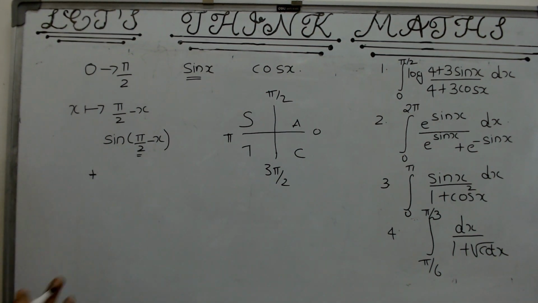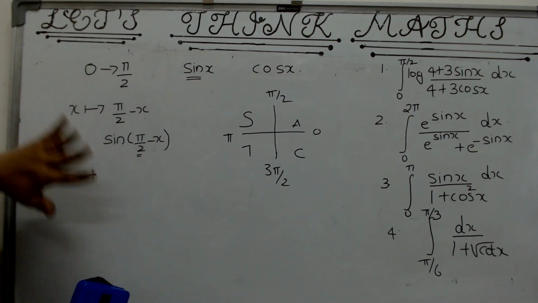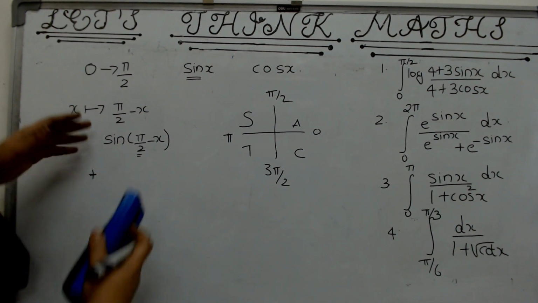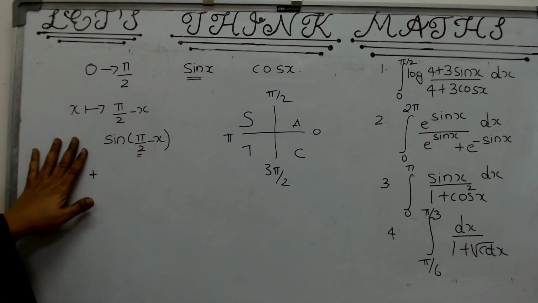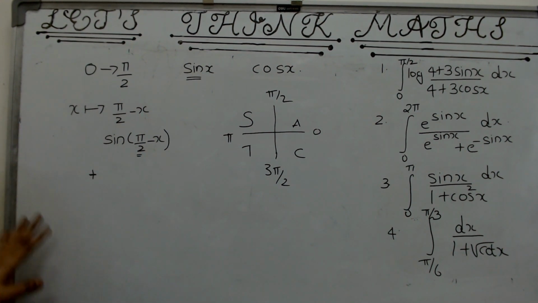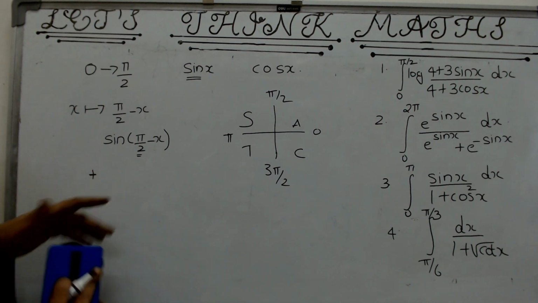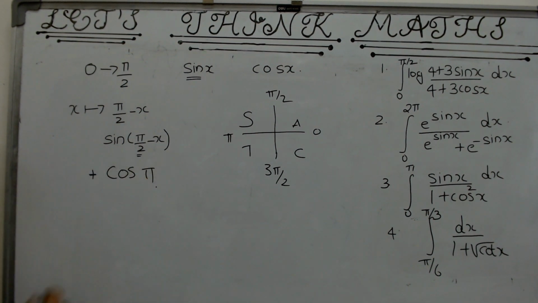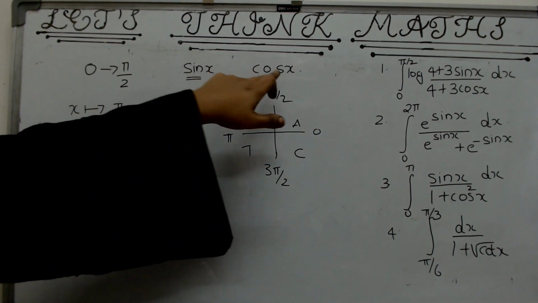And whenever you see pi by 2, remember the trigonometric function gets changed. Sine becomes cos, tan becomes cot. But whenever you have pi, the trigonometric function is retained. Sine is sine, cos is cos, tan is tan. But here it is pi by 2, right? So sine becomes cos. So there you see you have arrived at this. You started with sin x, you substituted this, and you have got this.